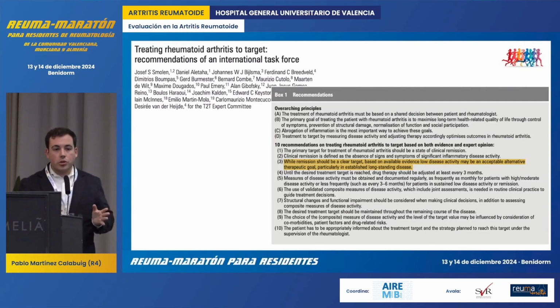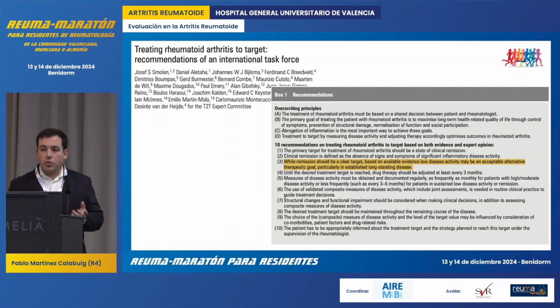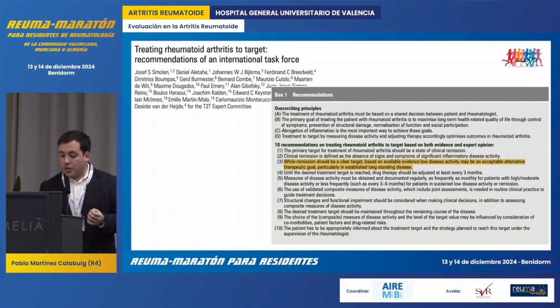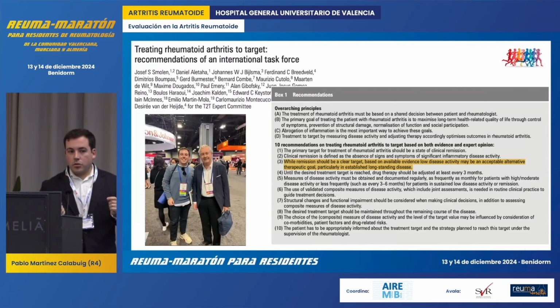Dr. Smolin also mentions this when he talked about the goal of treat to target, in which the objective is remission. But primarily in those patients with long-standing rheumatoid arthritis who have failed multiple treatments and are still not under control, the goal will not be remission, but rather low disease activity. I ran into Dr. Smolin at the ACR and I thought, since I have to talk about this presentation, I'll take a photo with him and then show it here for you all.